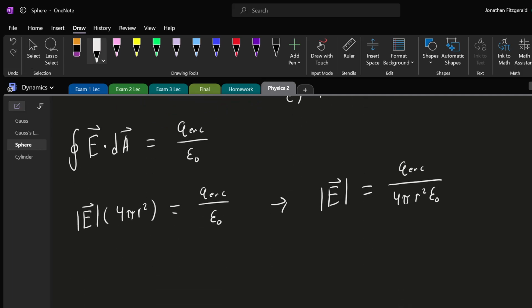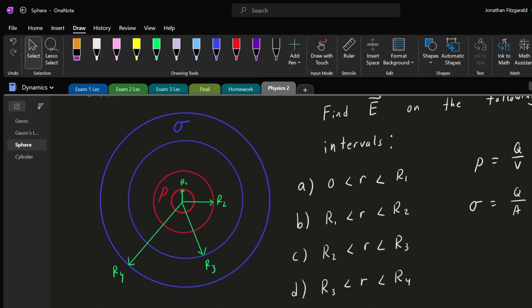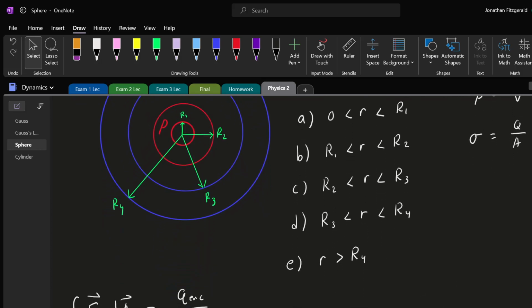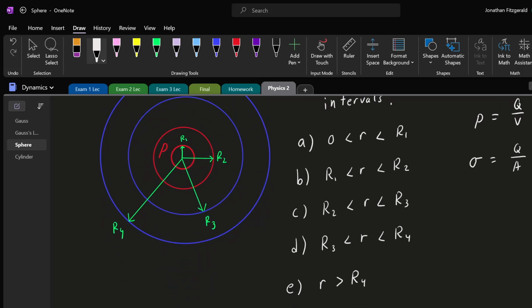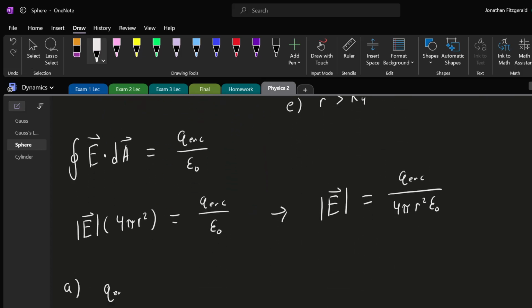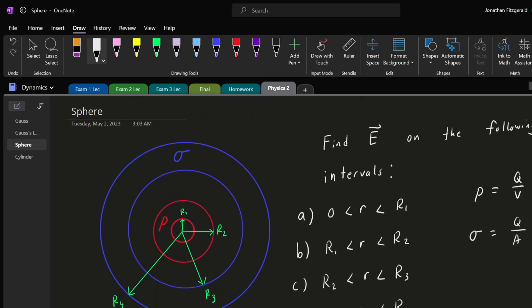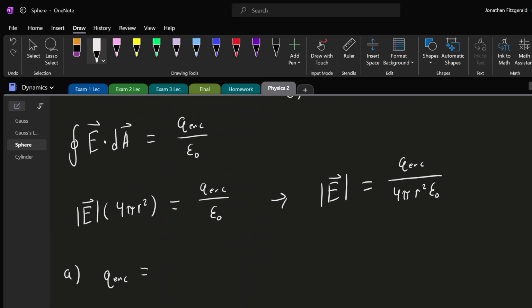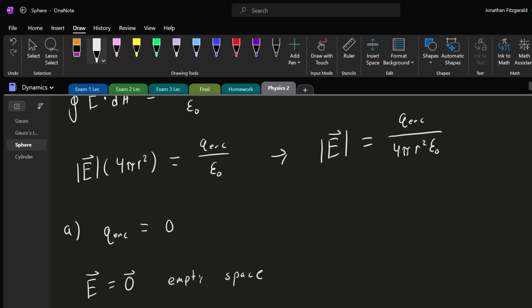So now, part A, 0 to R1. What is 0 to R1? That is empty space. There's no charge in empty space. There's nothing there. So our Q enclosed is just 0. Q enclosed is in the numerator. Therefore, our electric field equals 0. Empty space. Easy.